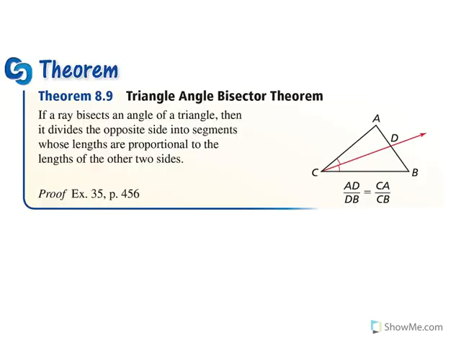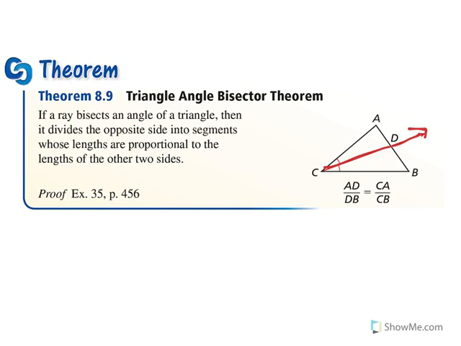Then we have one more theorem of proportionality. When we have a triangle, and we have a ray that's going to bisect an angle, here ray CD is bisecting the angle ACB, then it's also going to create proportional segments on the other side. The side that it cuts through here, it's going to make those parts proportional to the sides of our triangle. So the part that we created, AD, is proportional to DB, which could be equal to CA over CB.